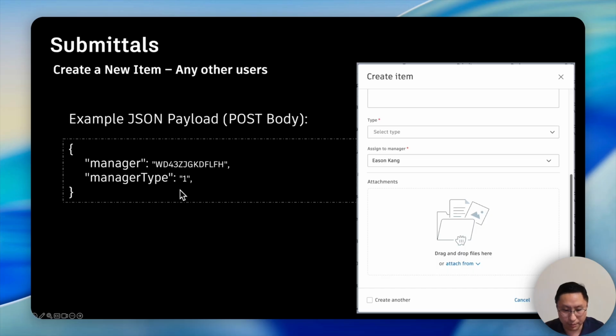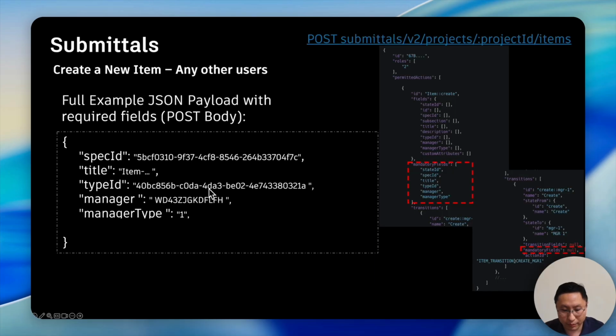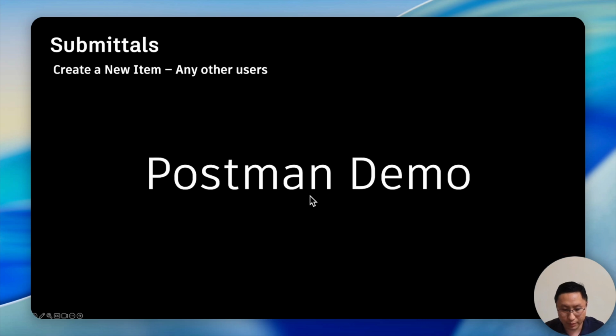Here's the example of this body, and here is the full example with the required fields. And don't forget the state ID. For user role, the state ID will be mgr-1. Then let's do it in the Postman.